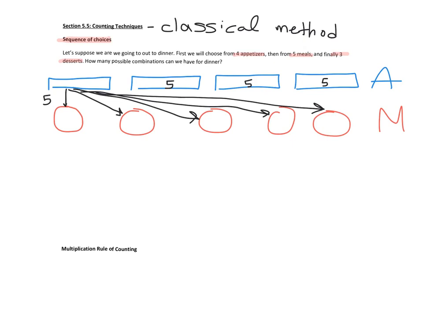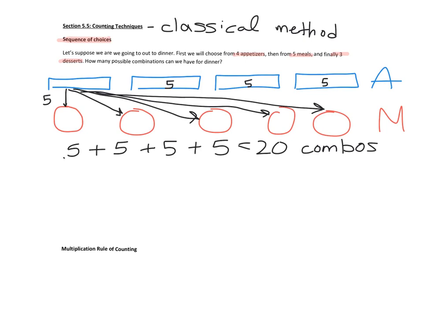All right, so how many combinations just with appetizers and meals do we have all together? Well, we have 5 and 5 and 5 and 5, so 5 plus 5 plus 5 plus 5 choices. So far we have 20 combos just with those first 2 rounds. And what's a shortcut way of writing 5 plus 5 plus 5 plus 5? Yes, let's do the grown-up math version, and that's 4 times 5. So 4 appetizers, blue, times 5 meals.